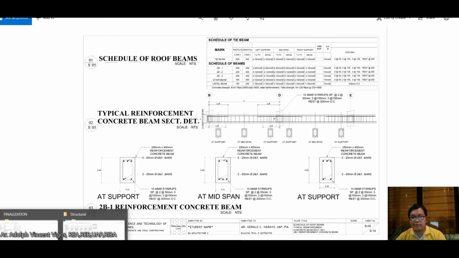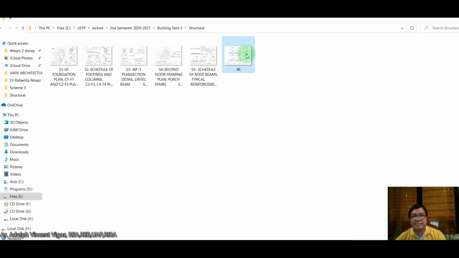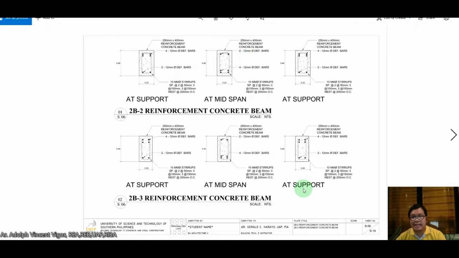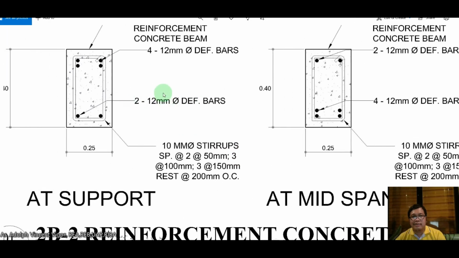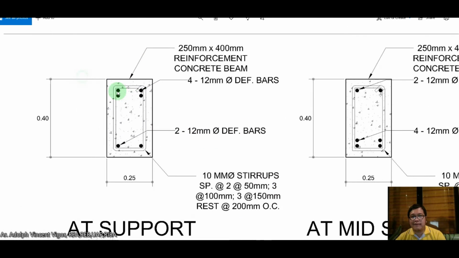Now let's go to the S6. At S6 class, I think you could just find the drawings as well. So this is beam 2B2. This is beam 2B3. Okay, so it's the same explanation that I gave earlier. So at support, it's at the top, but the difference is that here it uses only 4 12mm bars. The bottom is at 2 12mm bars.